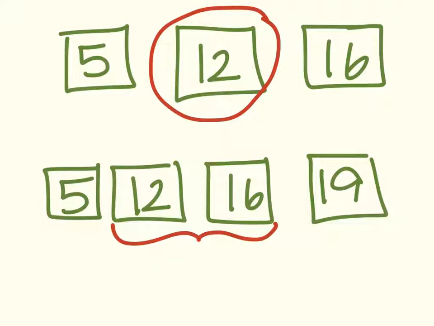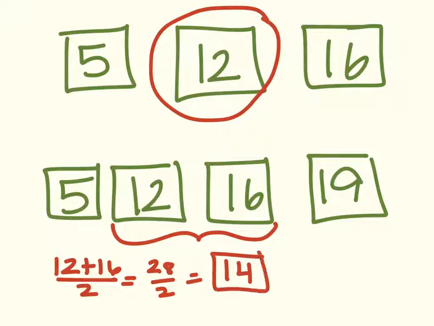The median is the mean of these 2 values. So to find the median, we're going to take 12 plus 16 and divide by 2. Which gives us an answer of 28 divided by 2, or 14. So in this number set, the median is 14.